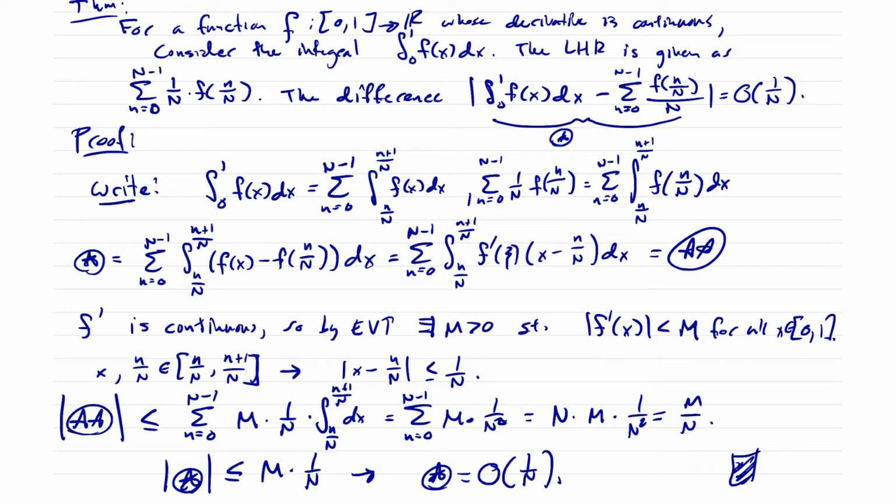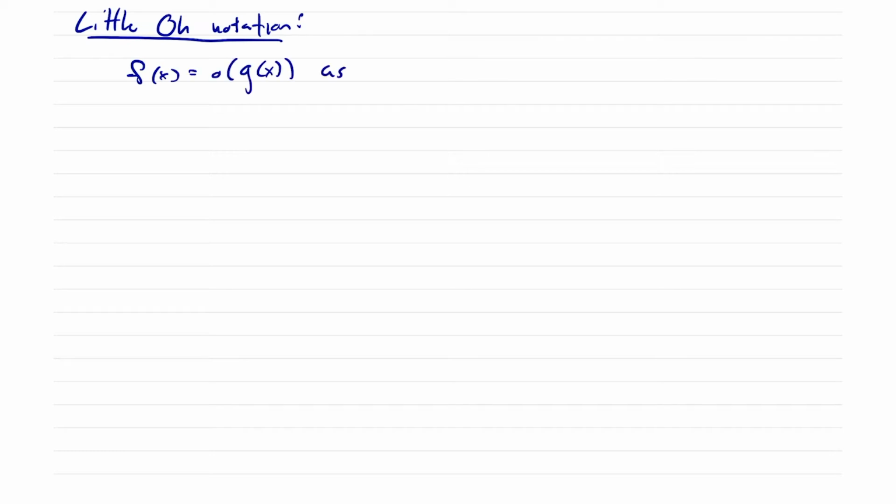But okay, cool. So that's big O notation. Let's take a look at little o notation. All right, so for little o notation, we say that f of x is little o of g of x as x goes to, say, some quantity a, if the absolute value of f of x over g of x goes to 0 as x goes to a.